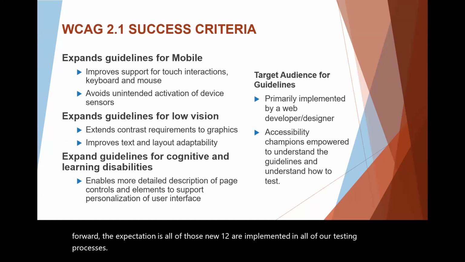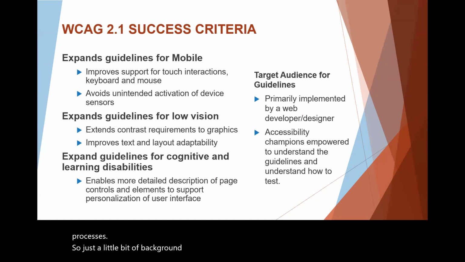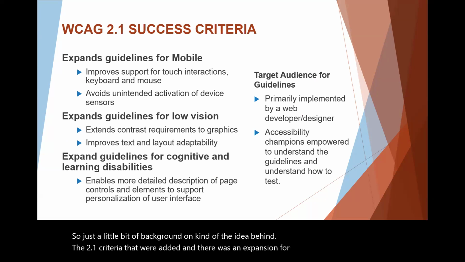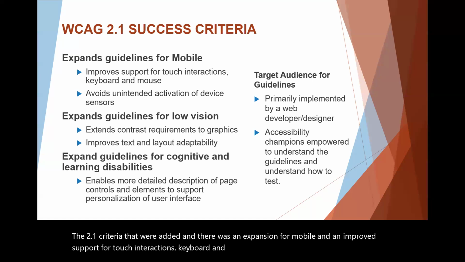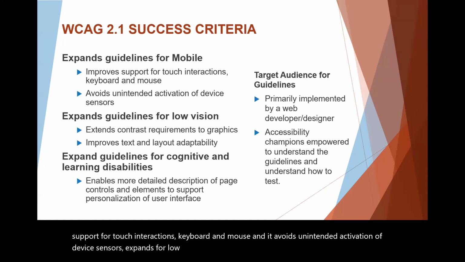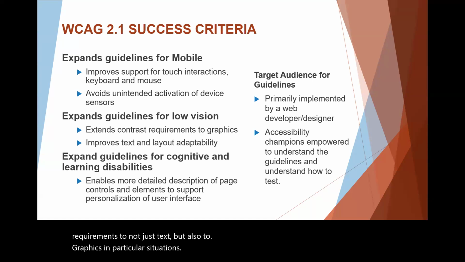So just a little bit of background on the idea behind the 2.1 criteria that were added. There was an expansion for mobile and an improved support for touch interactions, keyboard and mouse, and it avoids unintended activation of device sensors, expands for low vision. As you'll see as we go along, it extends contrast requirements to not just text, but also to graphics in particular situations, graphics and other type of elements, and improves text and layout adaptability.